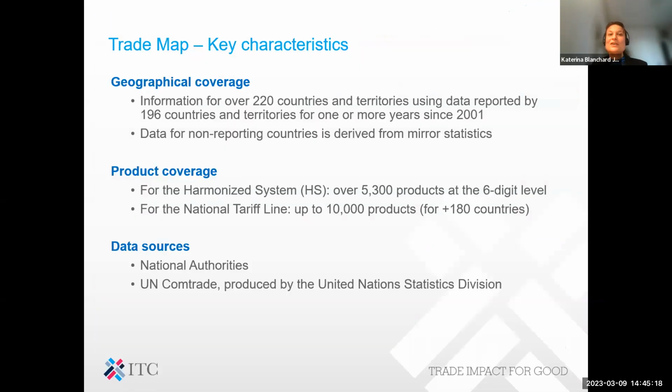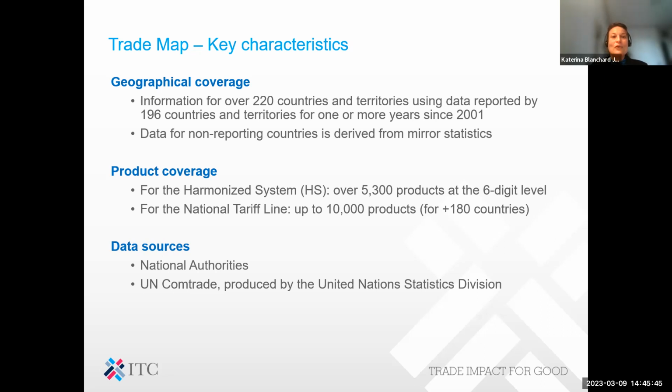The trade map has also amazing coverage. We collect information for over 220 countries and territories using data reported by 196 countries. This obviously means that some countries are non-reporting countries, and we will have to use the mirror data for them. The product coverage is also great.